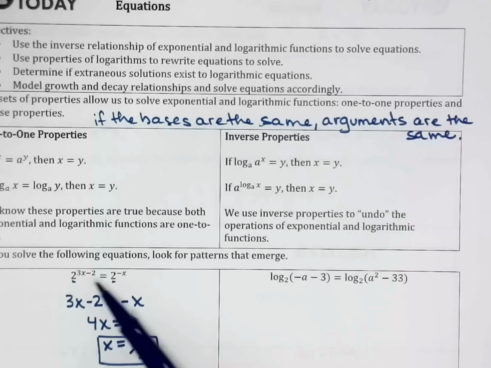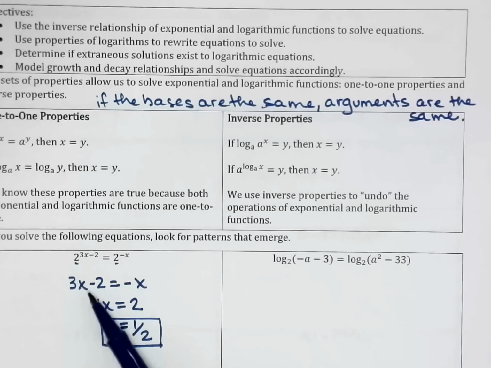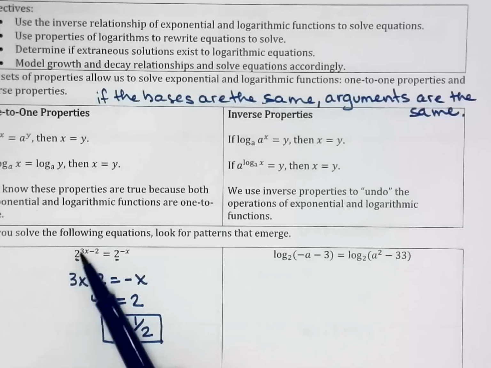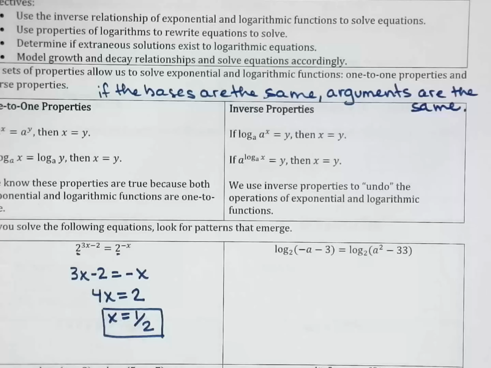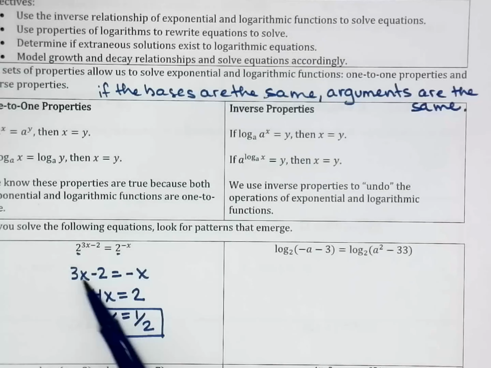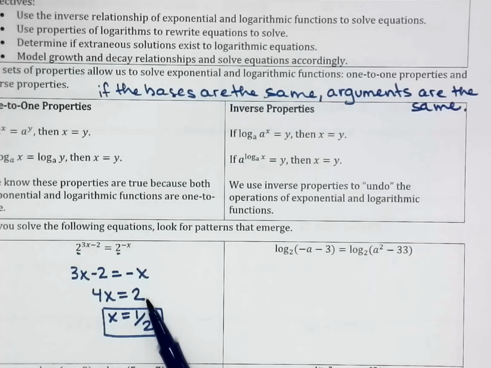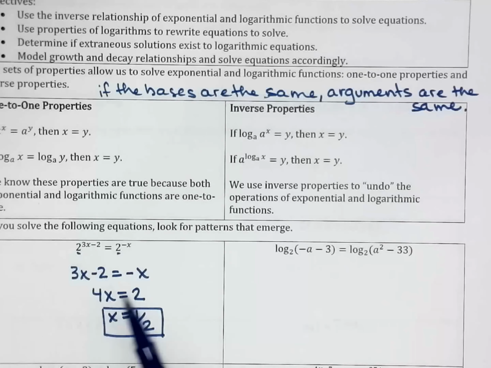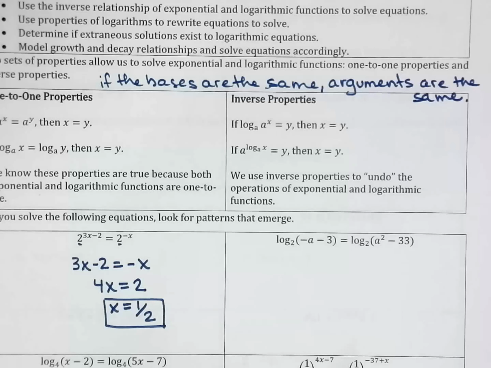In this one also, if the bases are the same, the exponents are the same. So here we set them equal to each other. This exponent equals this exponent because the two bases are the same. So 3x minus 2 is negative x. Plus x on both sides, I get 4x. Plus 2 on both sides, I get 2. Divide by 4, simplify the fraction, I have 1 over 2.